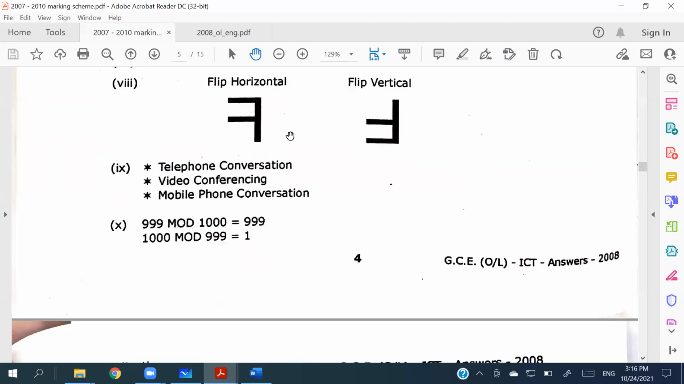And the final one, it is asking what is the result of 999 mod 1000. If you say it is a switch, there is going to be a problem because it is not talking about a communication method. It is a communicating device. So you have to take telephone conversations, video conferencing, mobile phone conversations. If you take a switch, you have to describe it a little bit, like communicating through a switch.